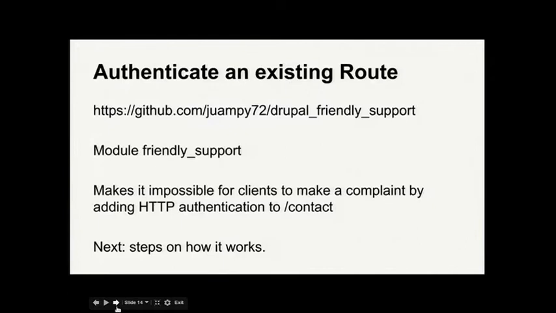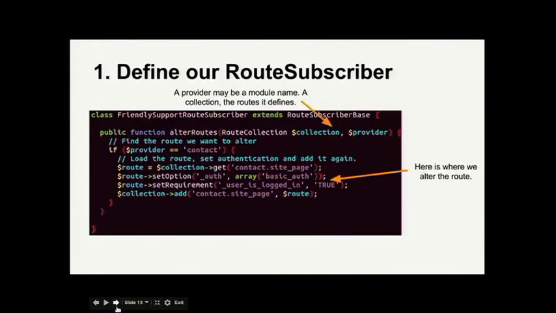Let's give some practical examples of how we can put this into practice. The first one would be, let's say we have an existing path that we want to authenticate. In Drupal 7, you would do hook menu alter and change the access callback, so you can handle it yourself. You can do this in Drupal 8. I have created a little module here to illustrate this. Let's say that we are very, very happy with our support in our company, and we are going to add authentication to the contact form so we can get many more contact requests. So let's dive into how it works.